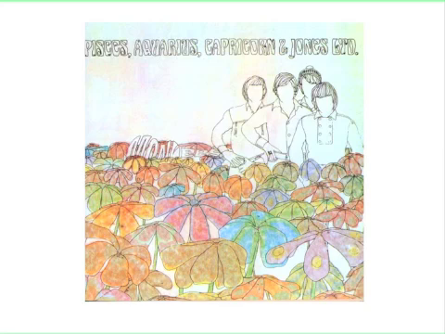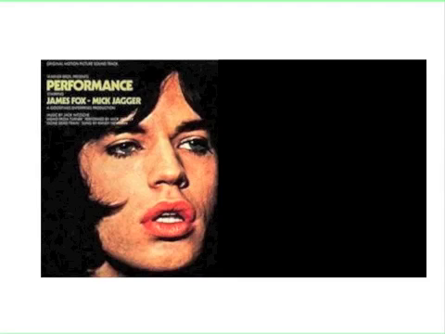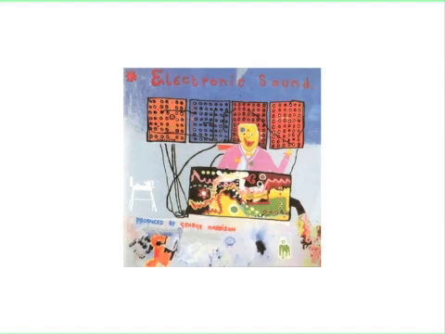Also, pop groups then in the late 60s began to use the Moog modular synthesizer. It was used on an album by the Monkees and was used in the movie Performance, which featured Mick Jagger. And George Harrison recorded an album using the Moog synthesizer. George Harrison of Beatles fame.